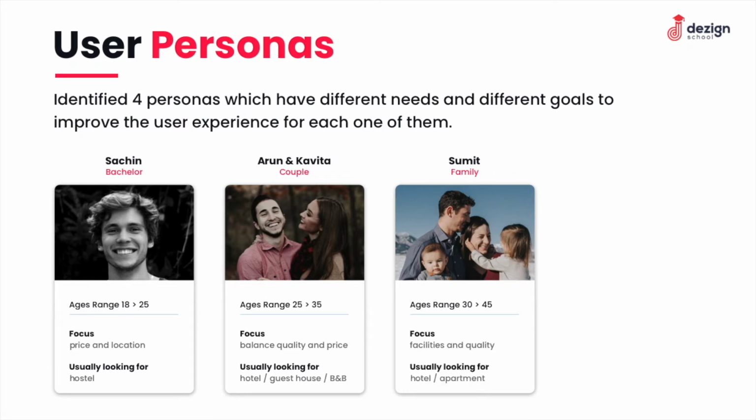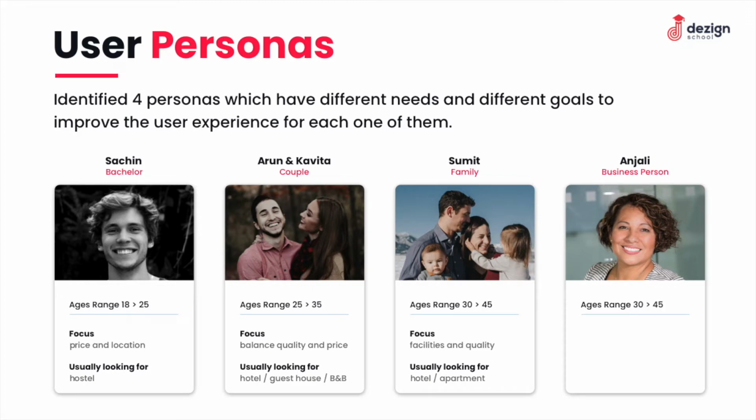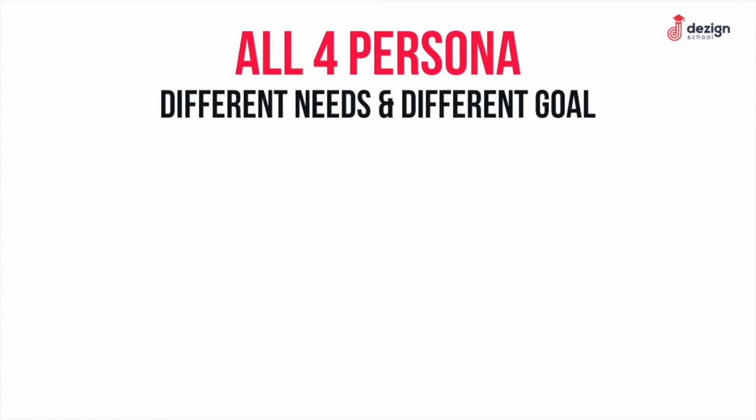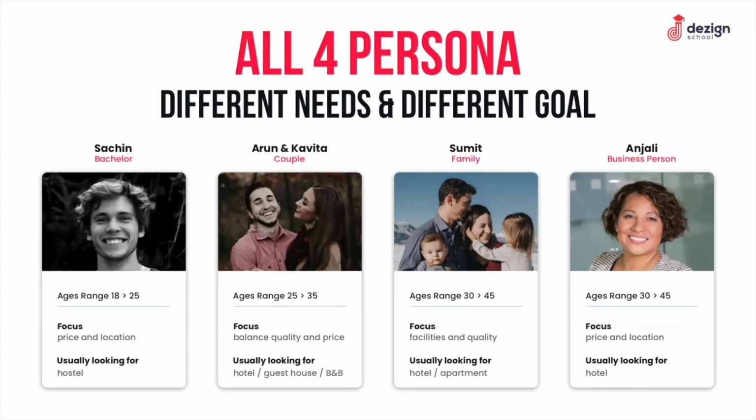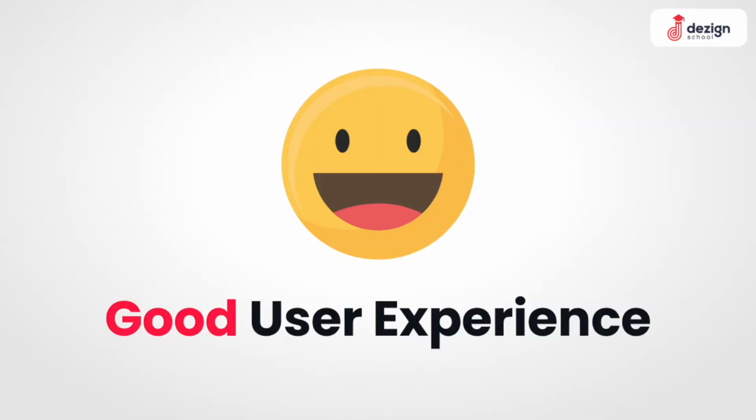My fourth persona is Anjali. Anjali is a business person. I define her age as 30 to 45. Anjali focuses on price and location and usually she stays in a hotel. As you saw, all 4 personas have different needs and different goals. So how can we fulfill their needs and goals and how can we better their user experience?